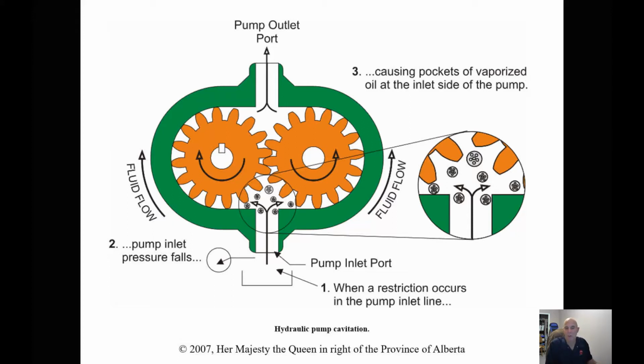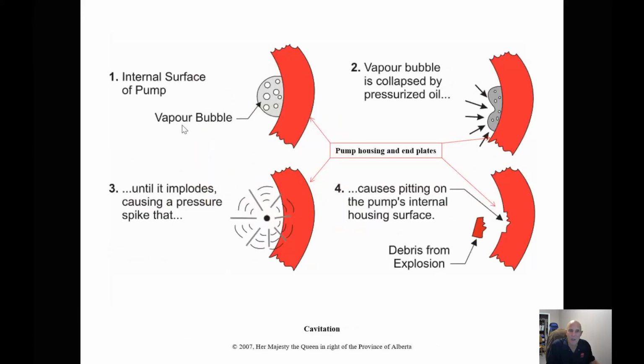Now this vapor bubble is going to stay like this, and it's going to go around the outside of the gear till it hits the high pressure side. What happens on the high pressure side is that once the vapor bubble hits the high pressure, it is going to implode. It's going to collapse. When it implodes, it sends out a shock wave. Usually this is near the pump housing on the pressure side, on the end plates, and it's going to cause some pitting. Now this debris can float through the system. Cavitation is loud in most cases, and it sounds like something's coming apart.